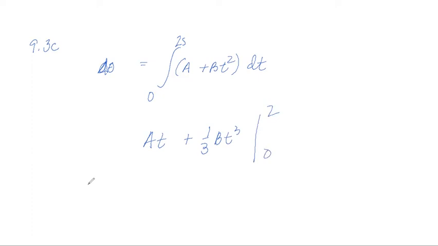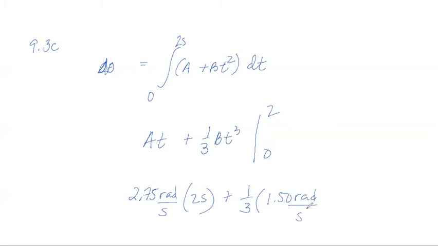And we have our values. We have a as being 2.75. So we have 2.75 radians per second times 2 seconds plus 1/3 times 1.50 radians per second cubed, yes, cubed, also times 2 seconds, and then that's quantity cubed. This is going to give us 9.50 radians.